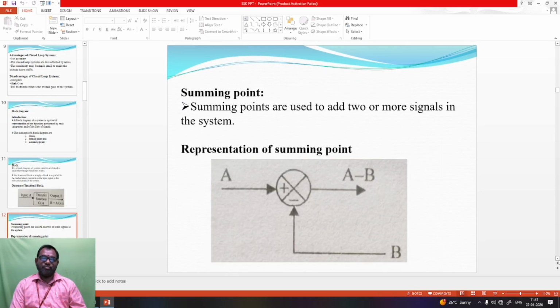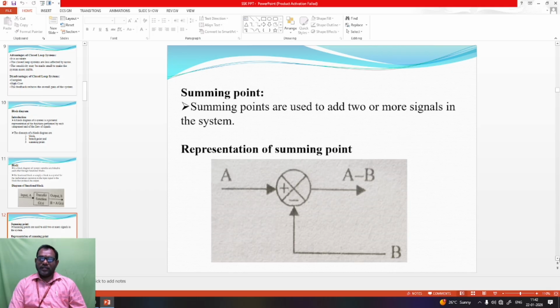The second element is summing point. The summing point is the second element of the block diagram. It is used to add two or more signals in the system. See the diagram for representation of summing point. A is one input signal, B is another input signal. So here we are going to add two input signals. A is positive and B is negative in the representation of the summing point. So the difference or sum of these two signals is represented by A minus B.